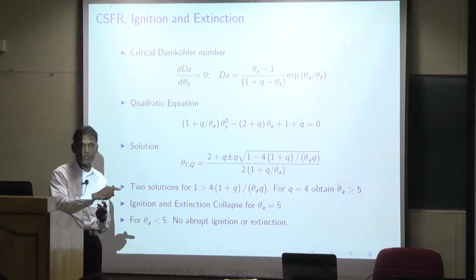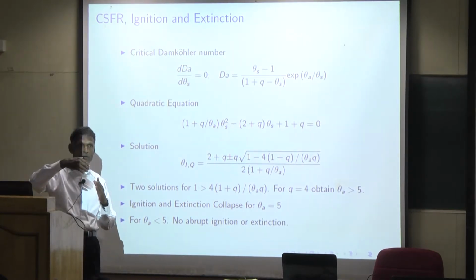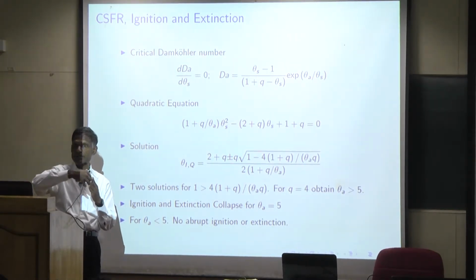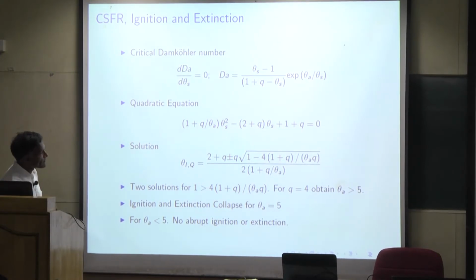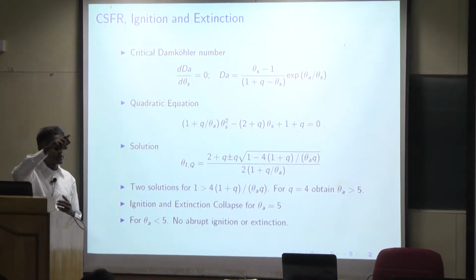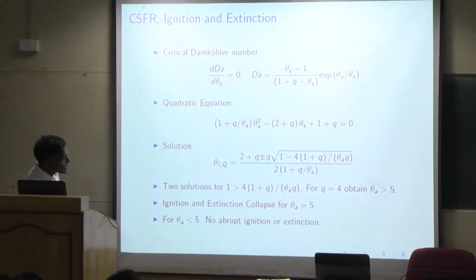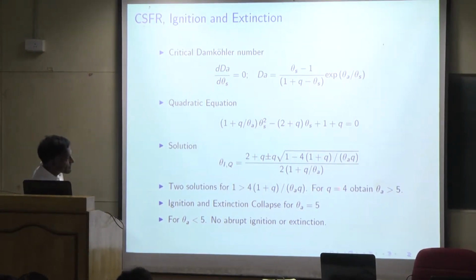If the discriminant is equal to 0, there's of course one solution. That refers to the merging of the ignition and extinction point. And if the discriminant is less than 0, then there is no solution, and that refers to the continuous curve. Okay. So therefore you can see that there are two solutions for this, the discriminant being greater than 0.